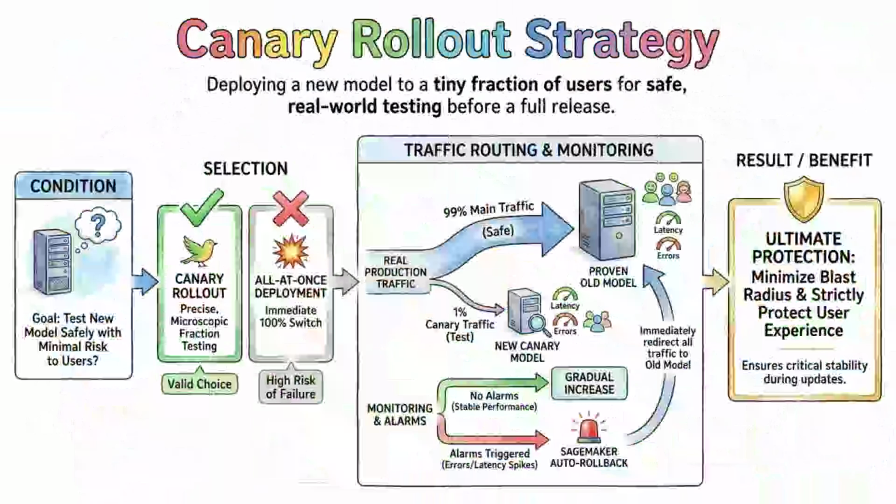A highly precise variant of this deployment strategy is called a canary rollout, where you deliberately route a microscopic fraction of real production traffic, perhaps just 1%, to the new model for an extended testing period. While the remaining 99% of users continue to interact safely with the proven old model, engineers closely monitor the canary model for any unexpected application errors or latency spikes.